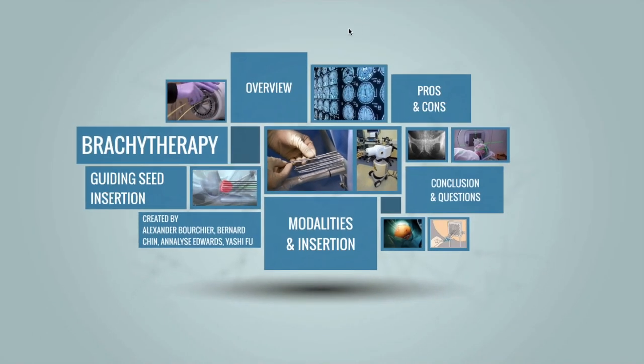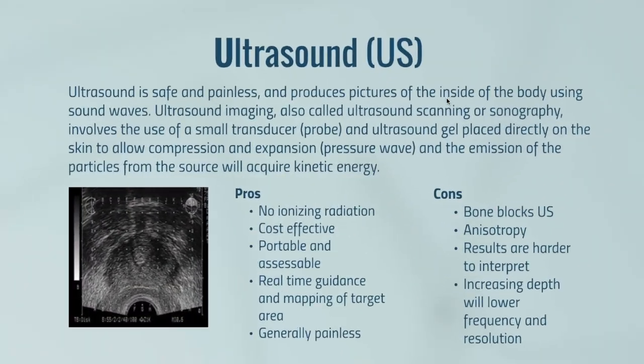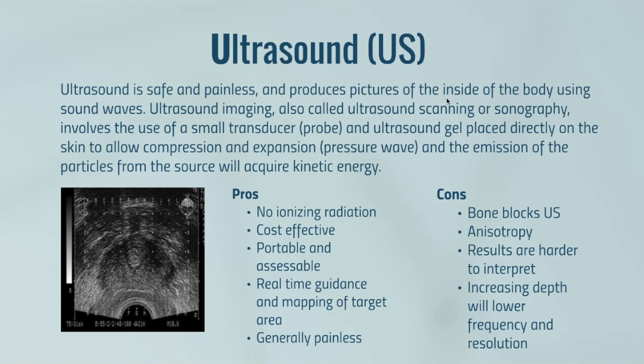Now, the pros and cons for each of the imaging modalities. We're going to start off with ultrasound. Ultrasound is a safe and painless medical imaging that produces pictures inside of the body using sound waves. This is done by having a small transducer, like a detector, detect the pressure waves from the inside of the body. The benefits are that it is non-ionizing radiation, it is cost effective, it provides real-time guidance and mapping of the area, and it's painless.